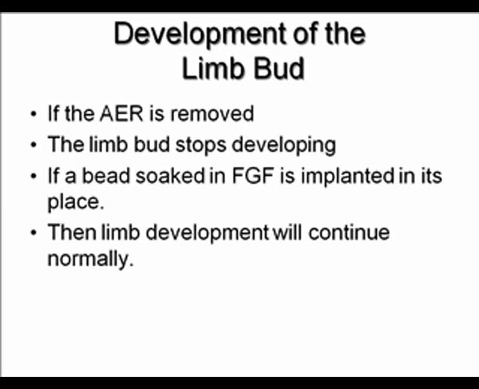the limb. Now, people have been searching for what the apical ectodermal ridge contributes that allows for this proximal distal development, and it has been shown that fibroblast growth factor is important in limb development, in that if one removes the apical ectodermal ridge and now replaces that with a bead soaked in fibroblast growth factor, then limb development will proceed normally. So the apical ectodermal ridge is producing fibroblast growth factor, which is influencing the underlying mesoderm.